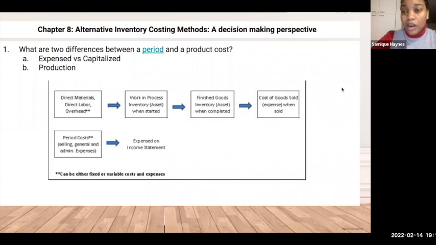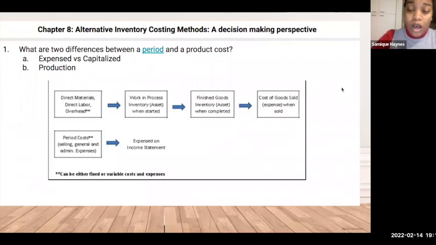Period costs are indirect costs, yes, and they are made of selling and admin costs. Very good. So that's a general idea, right? We have a general idea of the difference between those two costs already. Okay, perfect. Now, another thing I want to bring to your attention is expensed versus capitalized.